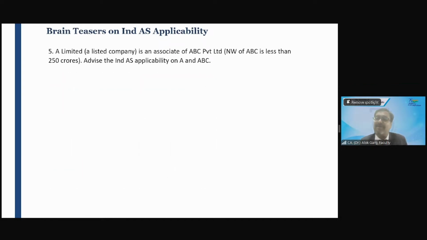Friends, a tricky question. A Limited, a listed company, is an associate of ABC Private Limited. You remember the example? Mohan says that I am son of Ram. What will Ram say? I am father of Mohan. So here, A Limited, a listed company, means Ind AS is applicable. It is an associate, meaning it is the child. A Limited is the son, a kid, a child of ABC Private Limited.